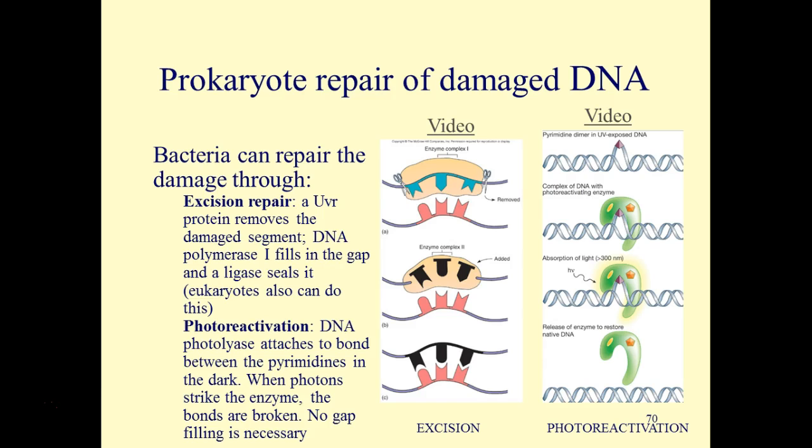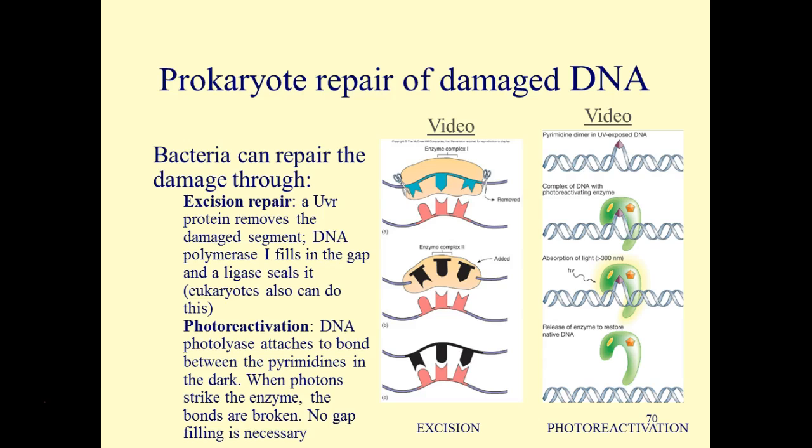One is called excision repair, and this involves a protein called a UVR, or an ultraviolet repair protein. It removes the damaged segment, so it is an enzyme. Then DNA polymerase I, an enzyme that you met before in the beginning of this assessment, fills in the gap, and then a ligase seals it. Eukaryotes can also repair damage, and this happens with your skin cells. When you get too much ultraviolet light exposure, your skin cells can repair the damage using excision repair.